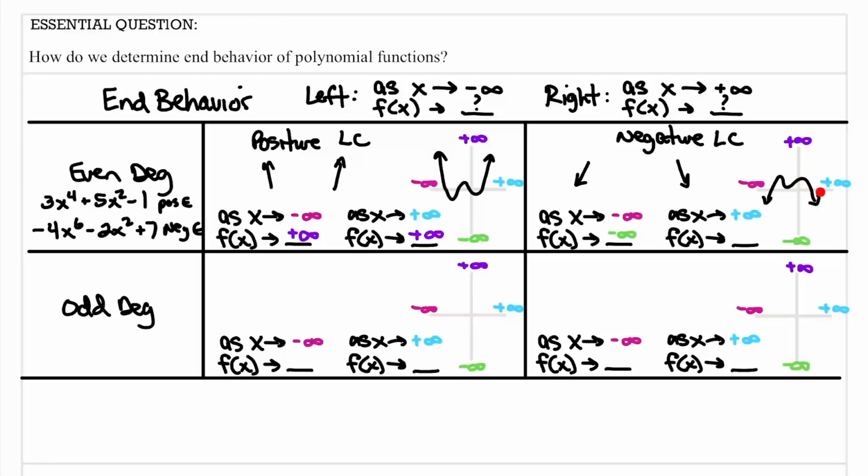On the right side, as we go to positive infinity on the x-axis, so we're going to the right forever, the graph's going to keep going down towards negative infinity. So the left side would be as x goes to negative infinity, f of x is going down to negative infinity. And the right side, as x goes to positive infinity, the graph is also going down towards negative infinity.